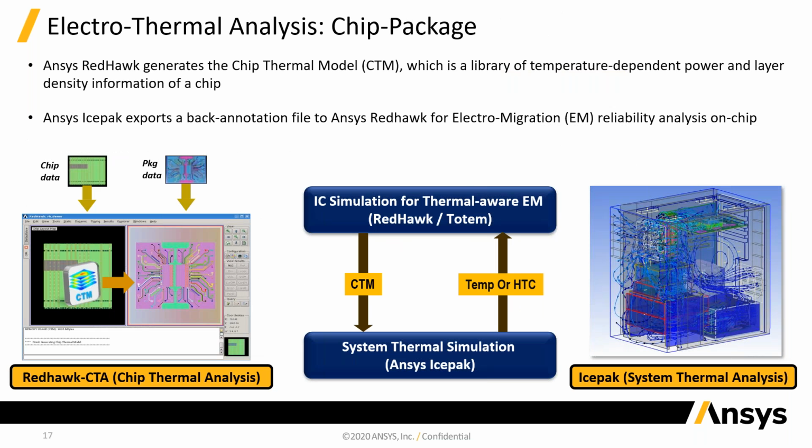For one example of that, if we're looking at a chip package, we'd be using ANSYS RedHawk to generate what's known as the chip thermal model. This is basically the temperature-dependent power and layer density information of a chip. Once you've developed this chip thermal model in ANSYS RedHawk, you can import that data into IcePak, where it will run the CFD and thermal analysis, and then it can send that information file back to ANSYS RedHawk for electromigration reliability analysis on that chip package.